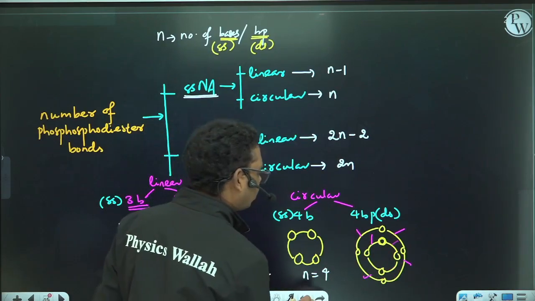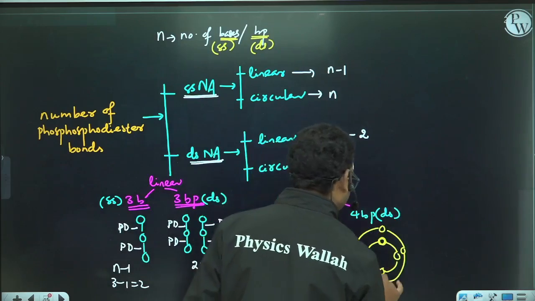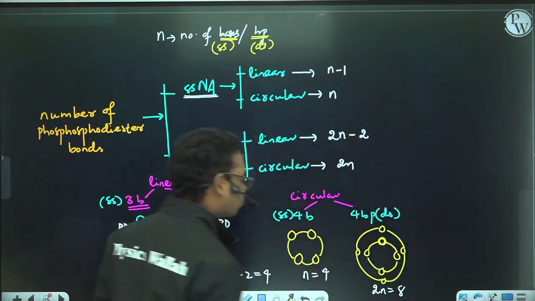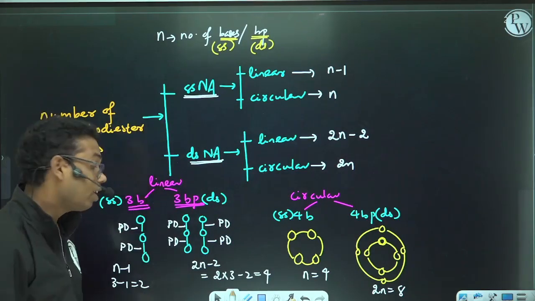So I will write here: the number of phosphodiester bonds is 2n. So the answer is 8. This is what you have to remember.